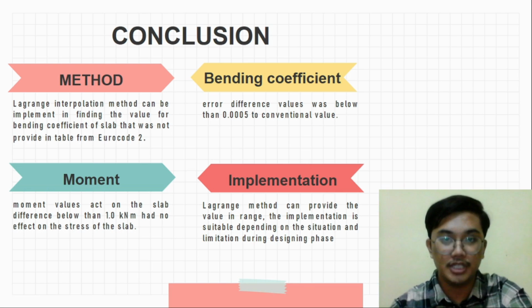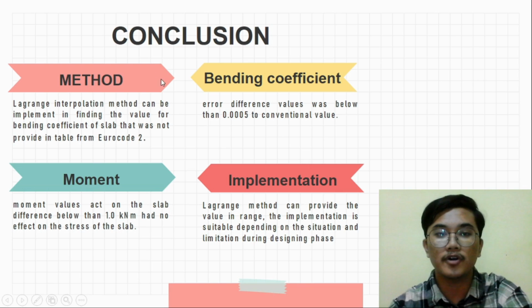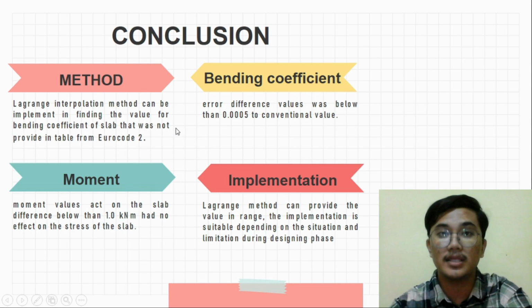For conclusion, we can summarize into 4 categories. So for the first one is the method. Lagrange interpolation can be implemented in finding the value for bending coefficient slab that was not stated or provided in the table from the Eurocode 2. Next, the bending coefficient. Error difference value was below than 0.0005 to conventional value.